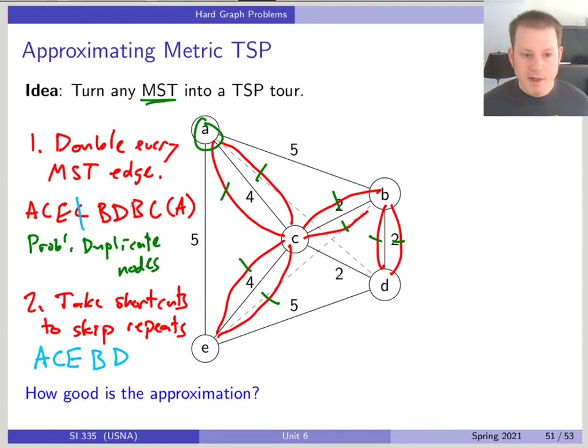Now B again, but I've already been to B. C again, but I've already been to C. And then I go back to A to complete the cycle. So I'm just putting that in parentheses to emphasize that it's not really a duplicate, it's just closing the loop. And so what does this path look like?